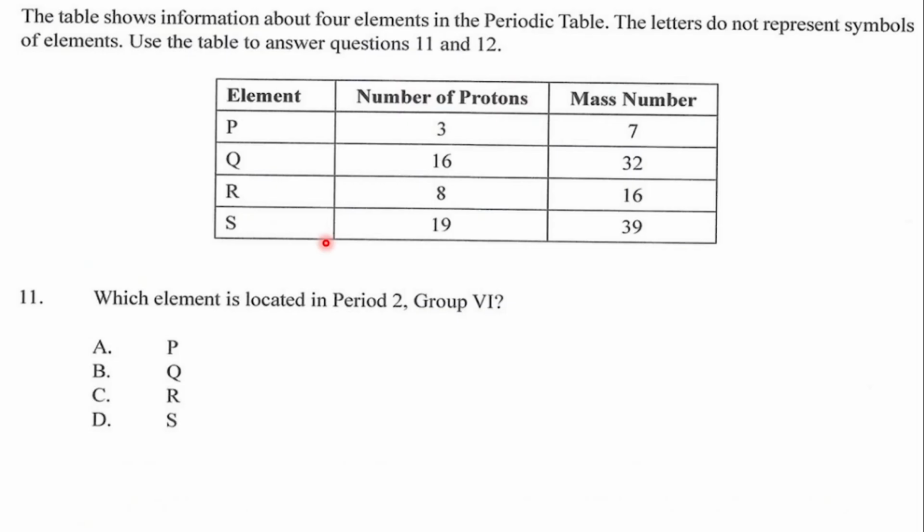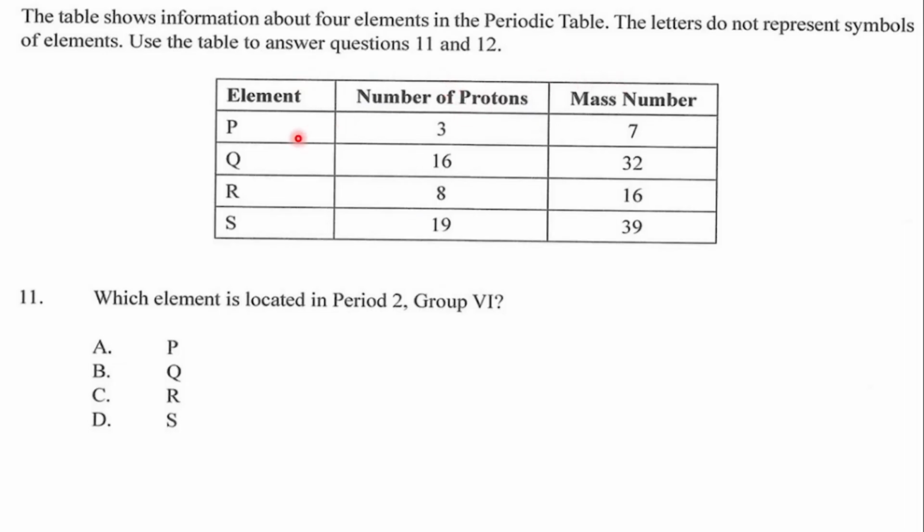Let's move on to question number 11. It says the table shows information about 4 elements in the periodic table. The letters do not represent symbols of elements. Use the table to answer questions 11 and 12. So we're going to use the same table for both questions. We have elements, number of protons, and mass number.